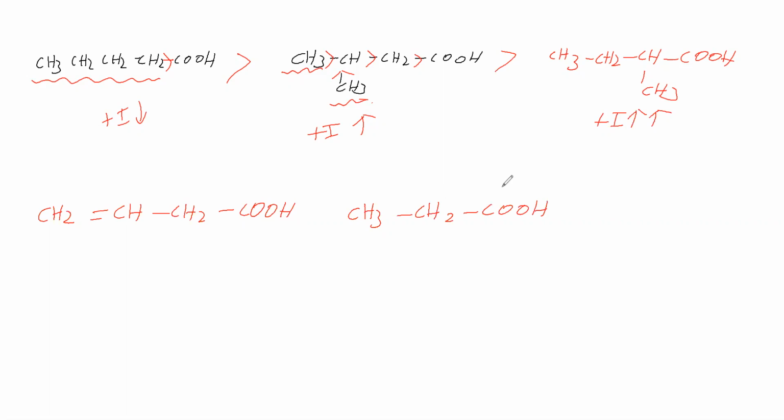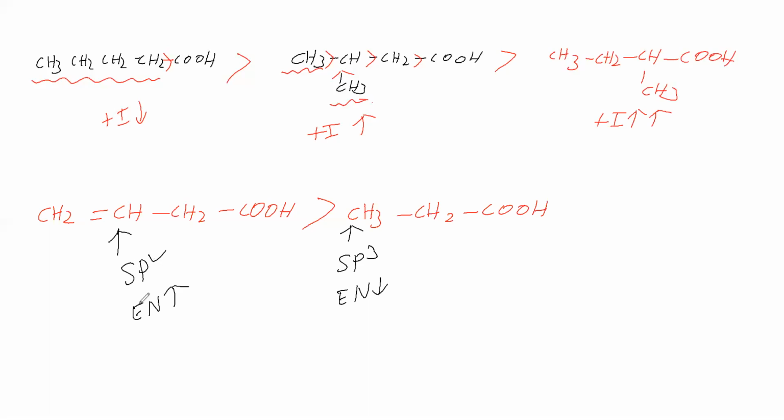Now we have taken two carboxylic acids. How will the acidic strength be? This one has more acidic strength when compared to this. Why? Because this carbon is sp3 carbon and this carbon is sp2 carbon. sp2 carbon means electronegativity is more; sp3 carbon means electronegativity is less.